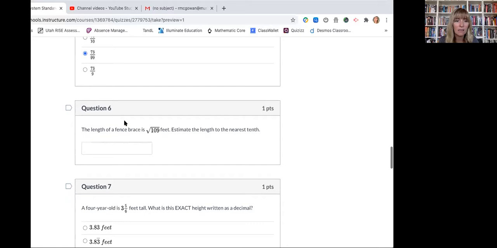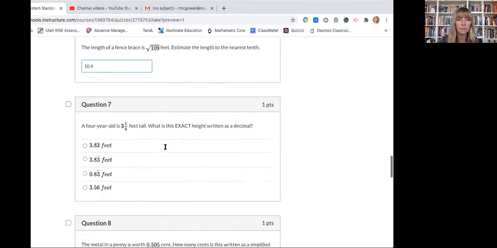Question 6, the length of a fence brace is square root of 109. Estimate the length to the nearest tenth. Well, 109 is not a perfect square, so I'm going to use my handy dandy calculator. And I'm going to type it in. Nearest tenth means 1 decimal place. I see 10.4, and then the next number is a 4, and that will not round it up, so I type in 10.4. Type it in your calculator. Most of you, again, did just fine with that one.